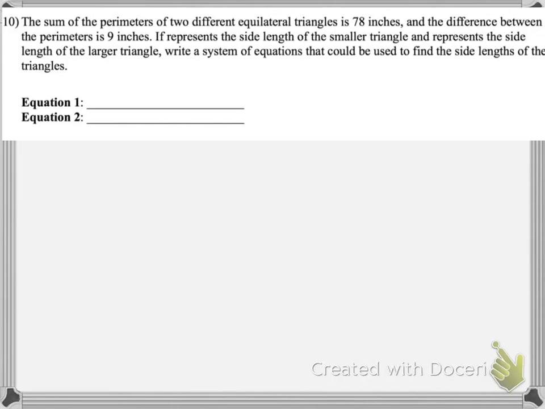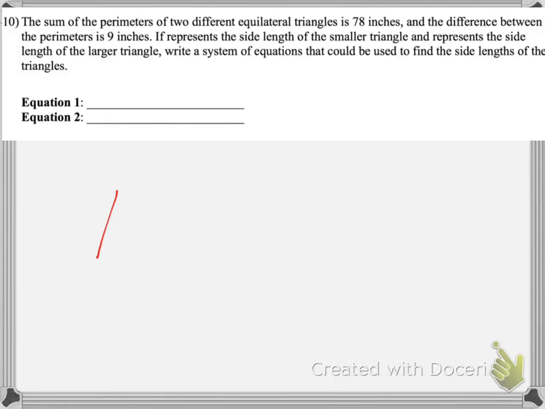Now, one word probably caused the largest problem in number 10: equilateral. You have to know what an equilateral triangle is. An equilateral triangle is a triangle where all three sides are equal or have the same side length.